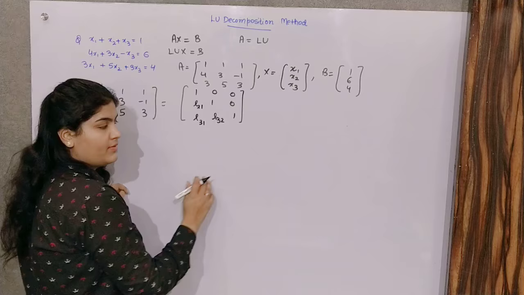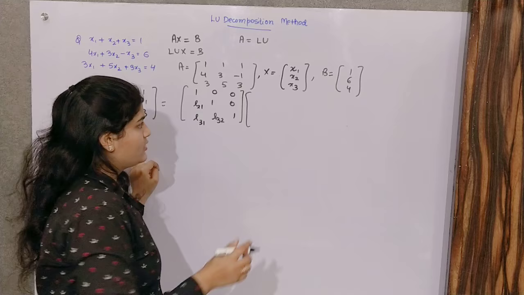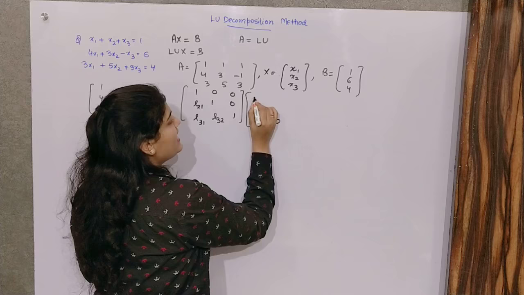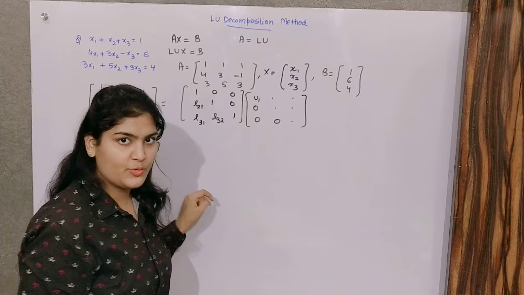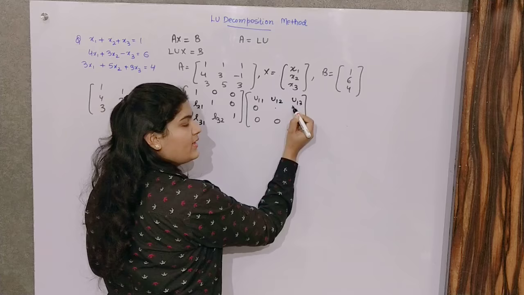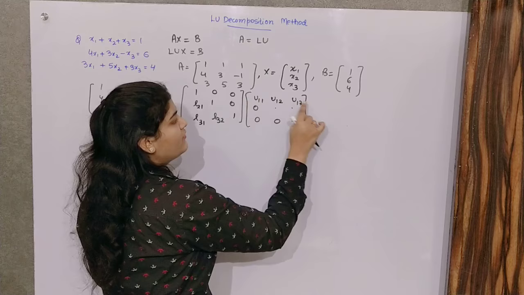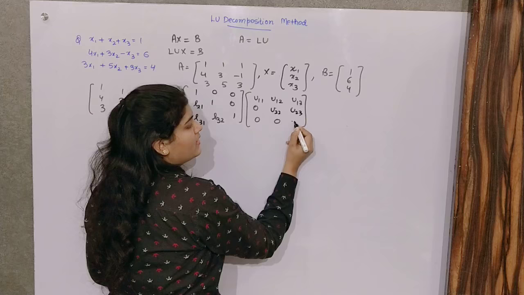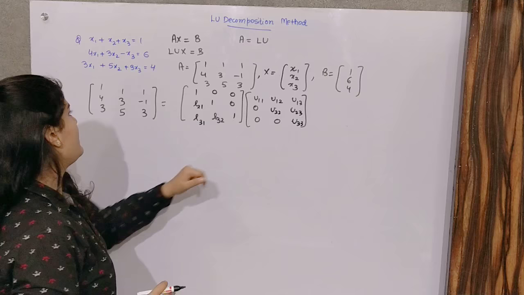Then your U. Because it is an upper triangular matrix, you take the lower triangle as 0, and the rest are the places where you have to put your elements. So U11, U12, U13, where 11, 12 signify the position: first row first column, first row second column, first row third column. Then U22, U23, and U33. Now solve for all these values.